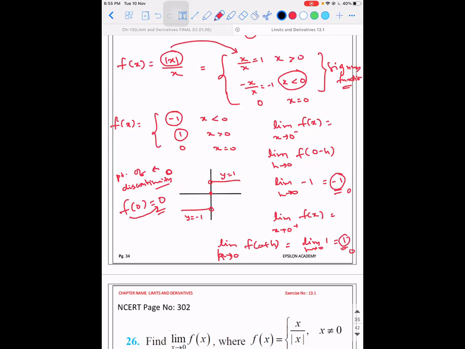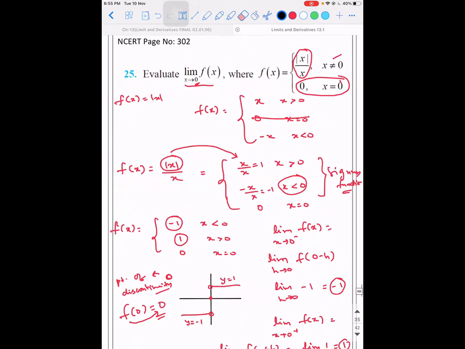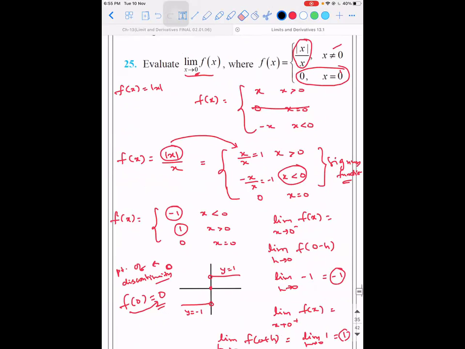Can you show the question once, sir? Yeah, sure. So this is another way of defining the signum function. If you get a question like this in your exam, you can understand they have indirectly asked you about the signum function.